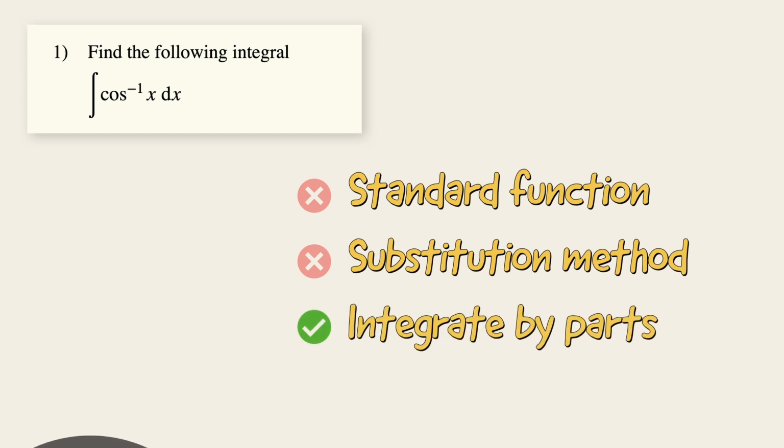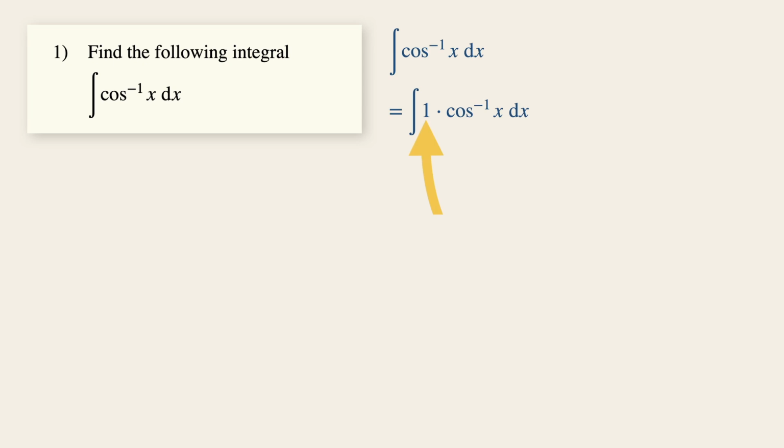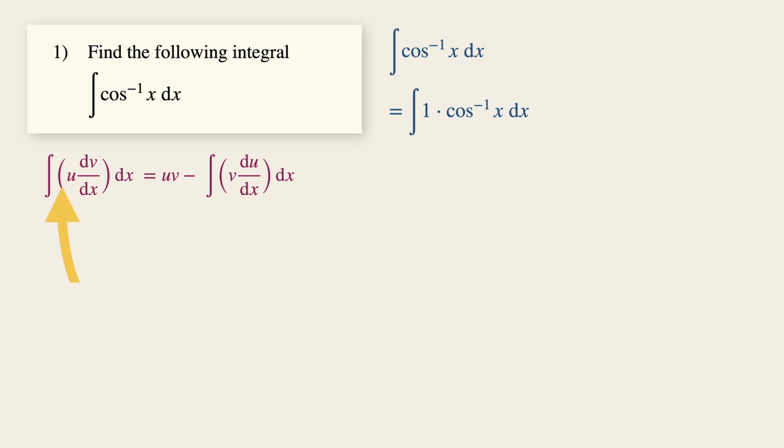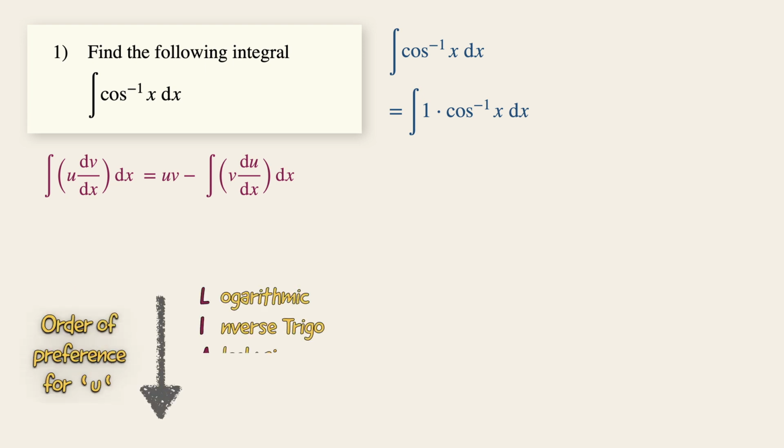Now what we can do is to introduce a 1 over here so that the expression is now a product of two parts. Now the next step is to find u. Remember, if we integrate by parts, we need to identify what is u and what is dv over dx. Now to find u, we introduce the acronym LIATE.